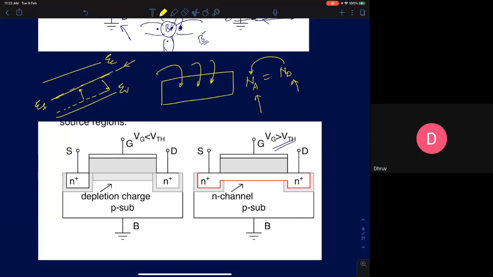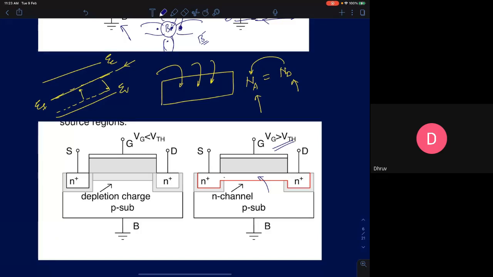So the surface will first become intrinsic because your electrons will neutralize most of the holes at the surface. After that, any extra voltage, as it brings more and more electrons to the surface, will now make it an n-type semiconductor. So at that point, we say the surface is inverted. It's a p-type semiconductor. First it became intrinsic, and then it became an n-type semiconductor. But the surface has now become inverted.